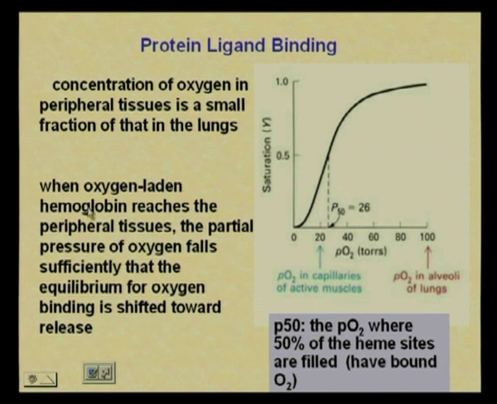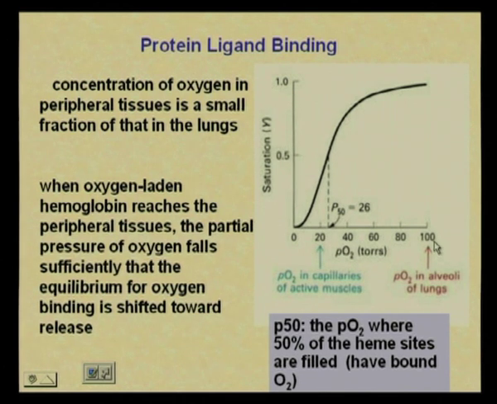Now, when oxygen-laden hemoglobin reaches the peripheral tissues, the partial pressure of oxygen falls. So, what happens is the saturation is less. So, hemoglobin will release the oxygen, right? So, in the situation where the partial pressure of oxygen is high in the lungs, hemoglobin will take up the oxygen.